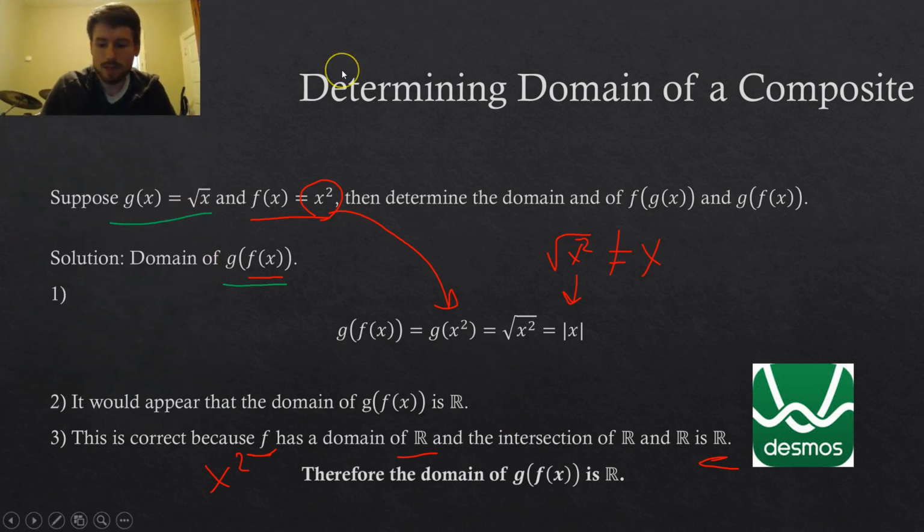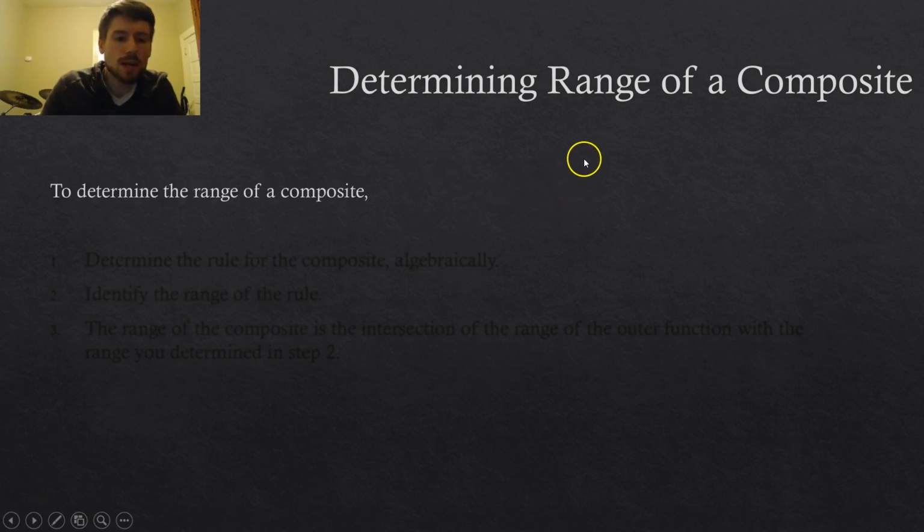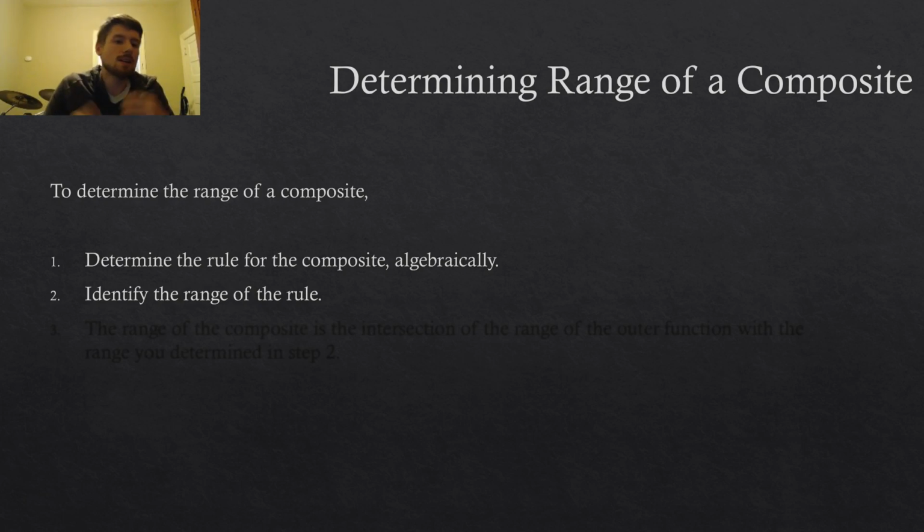Okay, sorry, not another example, but let's look at how you find the range of a composite function. So to determine the range of a composite, do the same kind of steps. You determine the rule for the composite algebraically. So you're going to look at the composite function, and then identify its range. You'll use the techniques we have for identifying ranges of functions, like, can you get any positive number? Can you get 0? Or can you get any negative number? What are the answers you're going to get from this function?